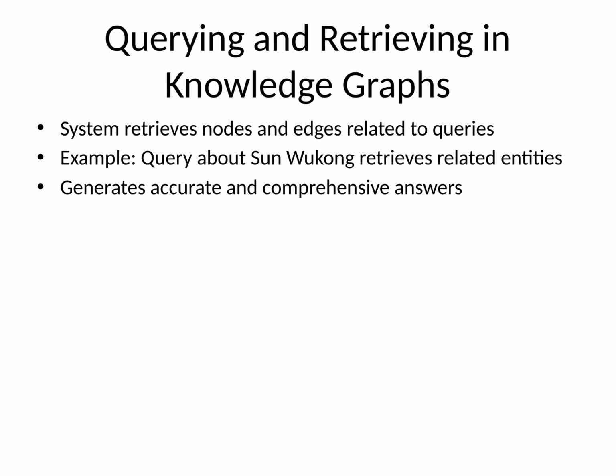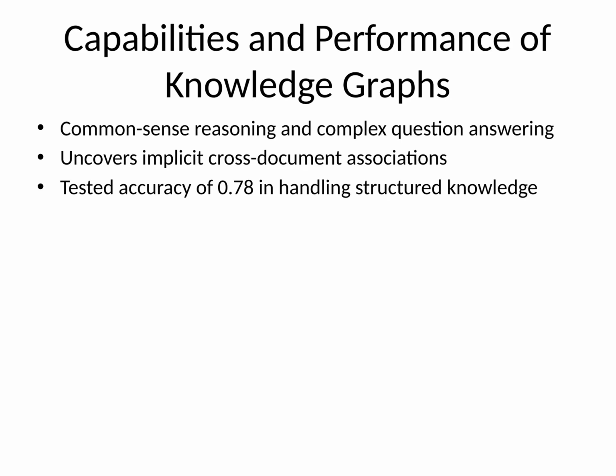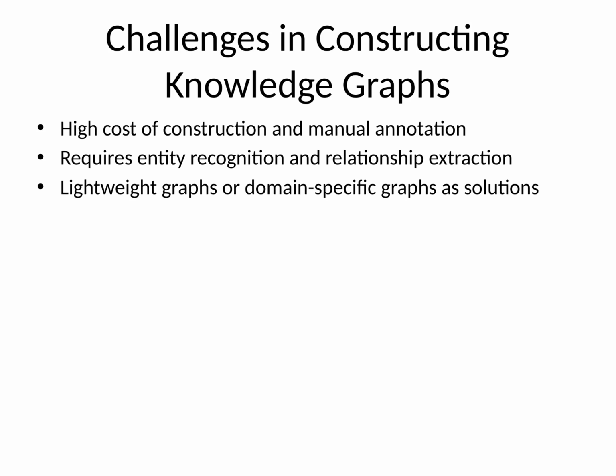This allows the system to generate accurate and comprehensive answers. Knowledge graphs are equipped with common sense reasoning capabilities, enabling them to answer complex questions and uncover implicit associations across documents. They have demonstrated a tested accuracy of 0.78, indicating strong performance in managing structured and highly related knowledge.